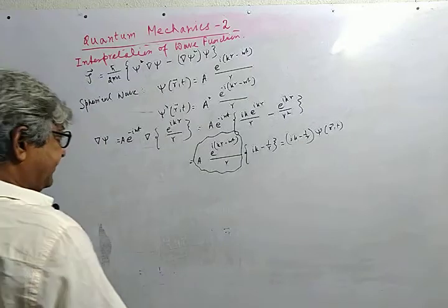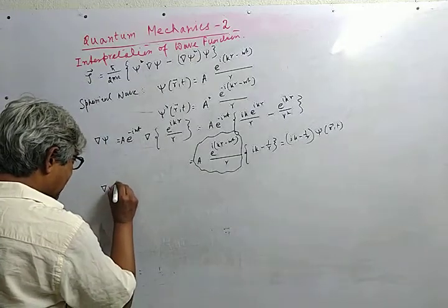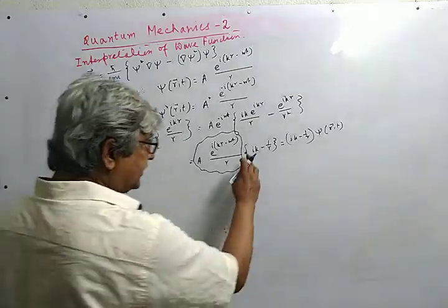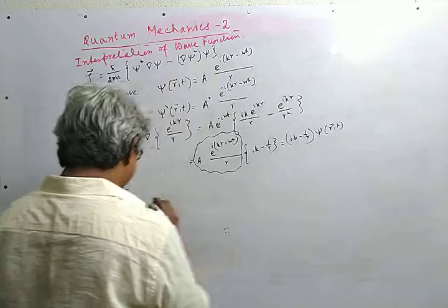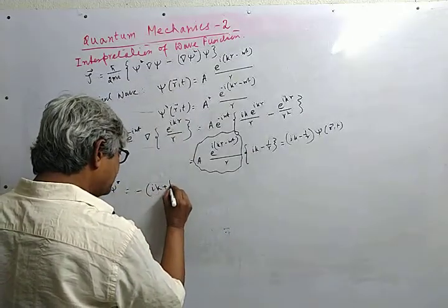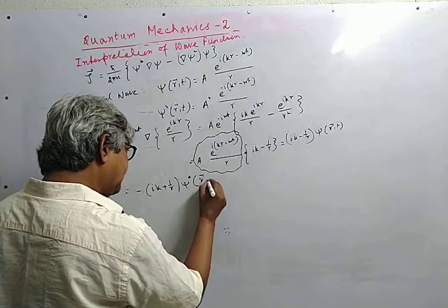And when this operates on psi star, proceeding similarly, we get an extra minus sign, so this would be (ik plus 1 upon r) psi star of r, t.